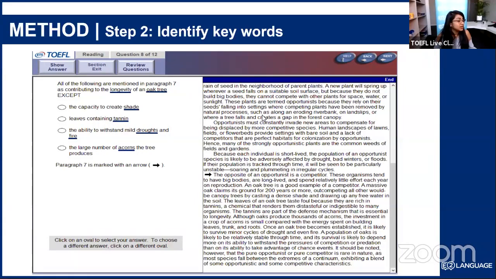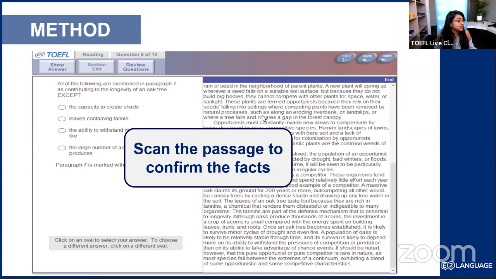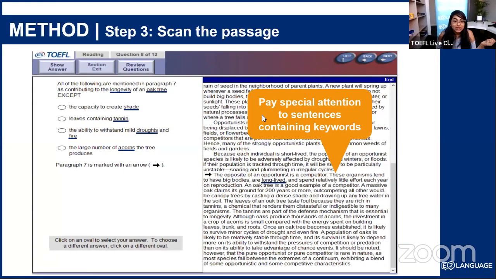Step 3, same as factual information, you need to scan the passage, but this time we need to confirm the facts. So you have to pay special attention to the meaning and check that with the answer options. Right, and also we have to focus on sentences containing those keywords, right? So here, instead of longevity, it says long-lived. That's a synonym for longevity. We have oak tree, shade, tannins, tannin twice, longevity, acorns, drought, and fire.